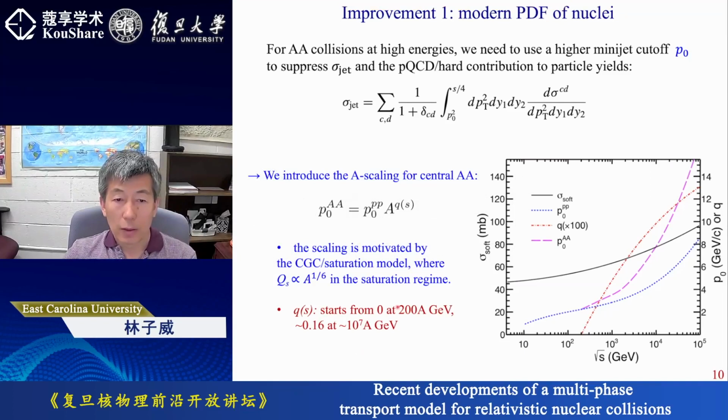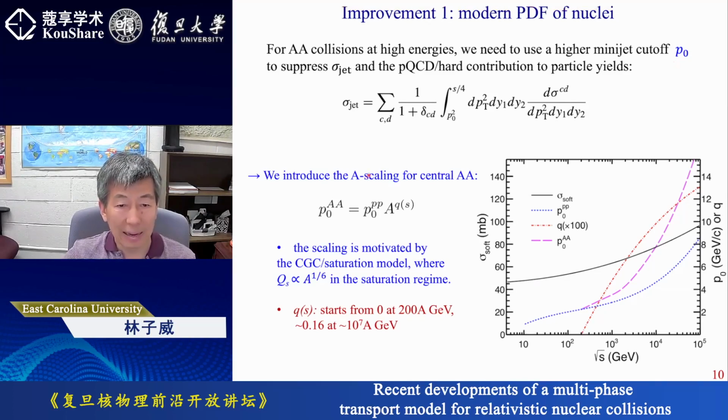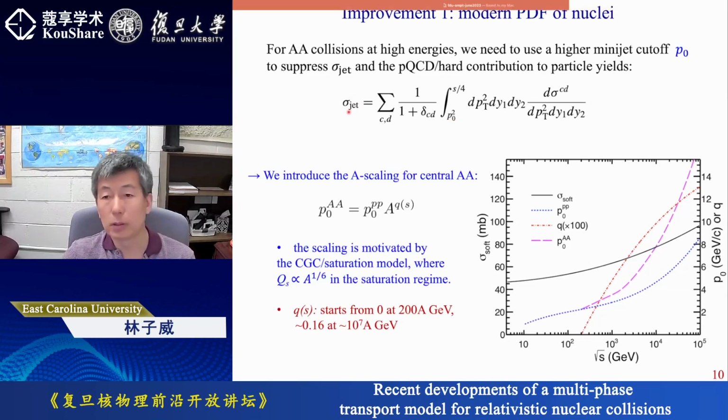One thing we can do is to suppress the jet cross-section, and therefore suppress the hard component contribution to the particle yields, because the mini-jet cutoff P0 could be different in AA collisions relative to PP collisions. So we include a so-called A scaling for central AA collisions to increase P0, the mini-jet cutoff. You know, for the jet cross-section, the mini-jet cutoff is the minimum PT transfer. If you increase this cutoff, the jet cross-section will decrease, and therefore the particle multiplicity will decrease.